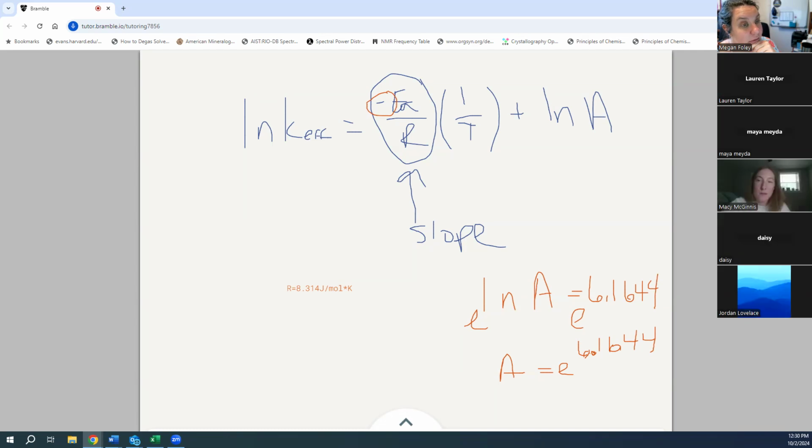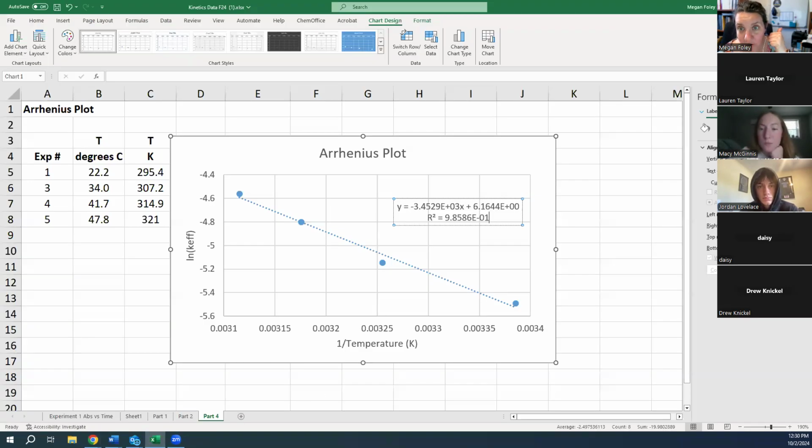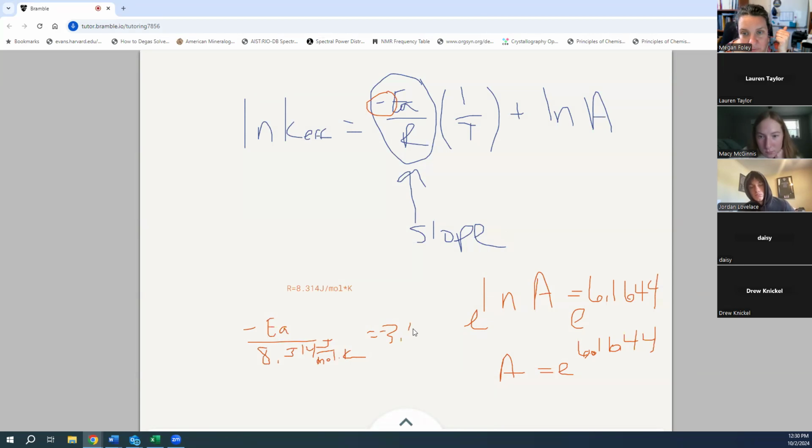On the Arrhenius plot, the slope, is that just 3.45 times 10 to the third? Yep, so we say negative Ea over 8.314 joules is going to be equal to negative 3.4529 times 10 to the 3. If we multiply, that'll give us joules per mole, because this is over Kelvin. Got it.